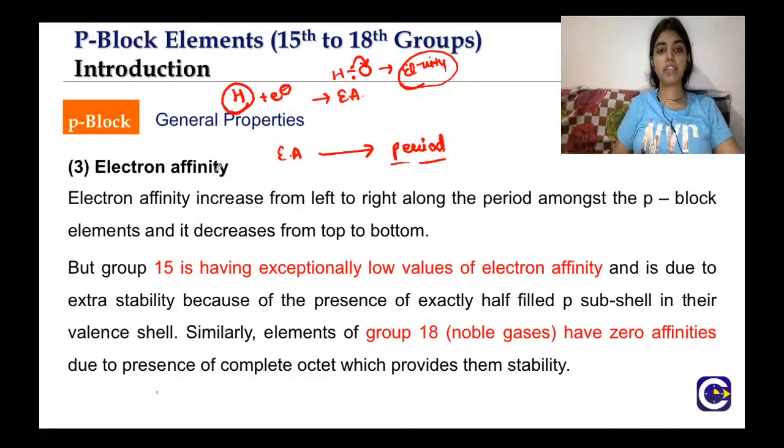So, electron affinity increases from left to right while it decreases from top to bottom.